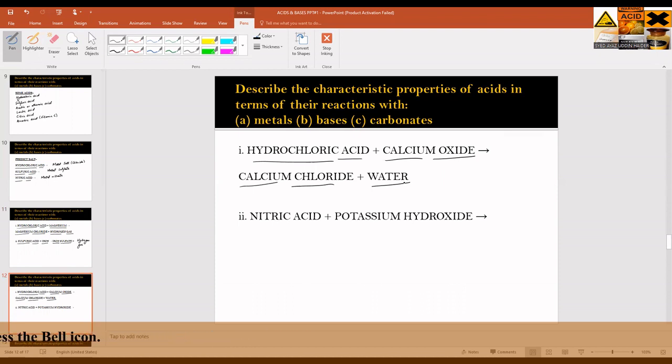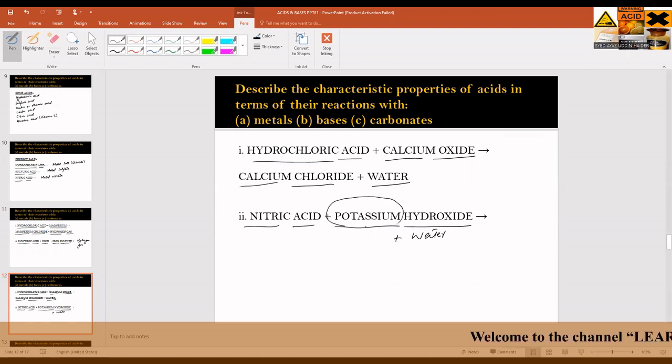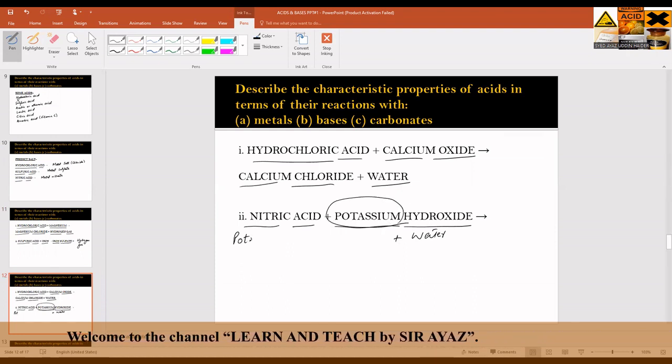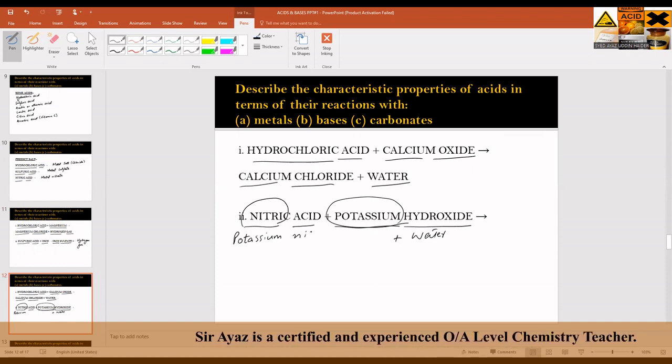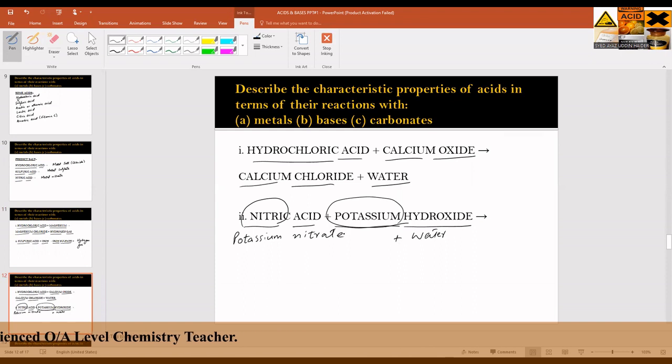Can you predict the name of the products when the acid is nitric acid and the other reactant is potassium hydroxide? Remember, I've told you when acids are reacted with metal oxide or metal hydroxide, you will get salt and water. So you can easily write water as one of the products. What about the salt produced? The name of the metal is written here, so you'll write potassium. The acid is nitric acid. So in case of nitric acid, you will get nitrate. So potassium nitrate is the salt produced here.